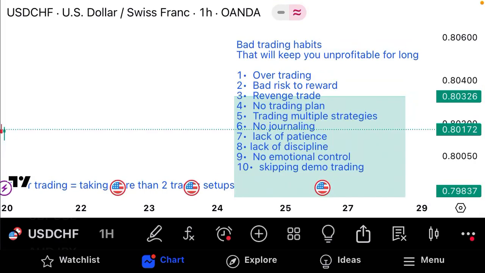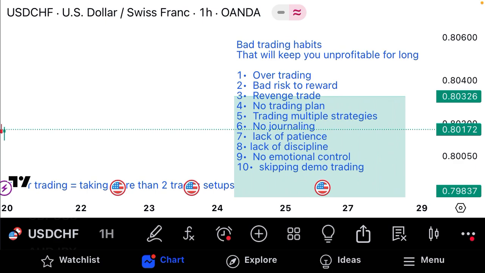So we did 5 stages of trading. So today we are doing bad trading habits, and you see all these bad trading habits. This thing will keep you unprofitable for a very long time if you keep doing any of these things here. You need to try as much as possible to avoid all of them.